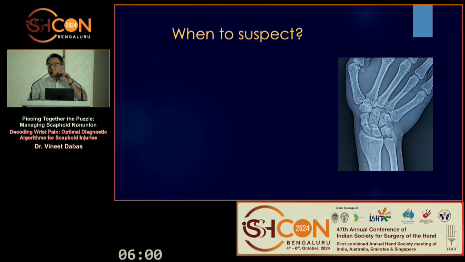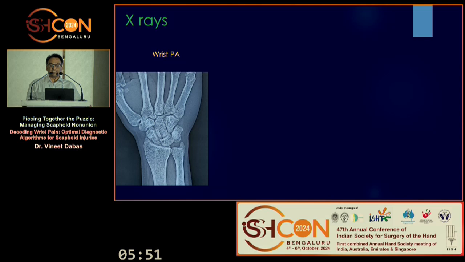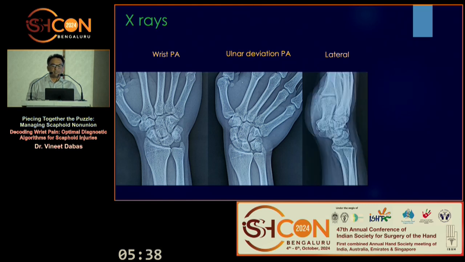So when to suspect fracture, as the case has been presented: a patient with outstretched hand and radial-sided wrist pain. We look for tenderness at the various spots that are described, and we go ahead with x-rays. Standard wrist PA view, the scaphoid being flexed in relation to the radius. So we get an ulnar deviation view where the scaphoid stands out and can show a fracture site in obvious fracture. A lateral view is mostly because we want to see the carpal alignment.